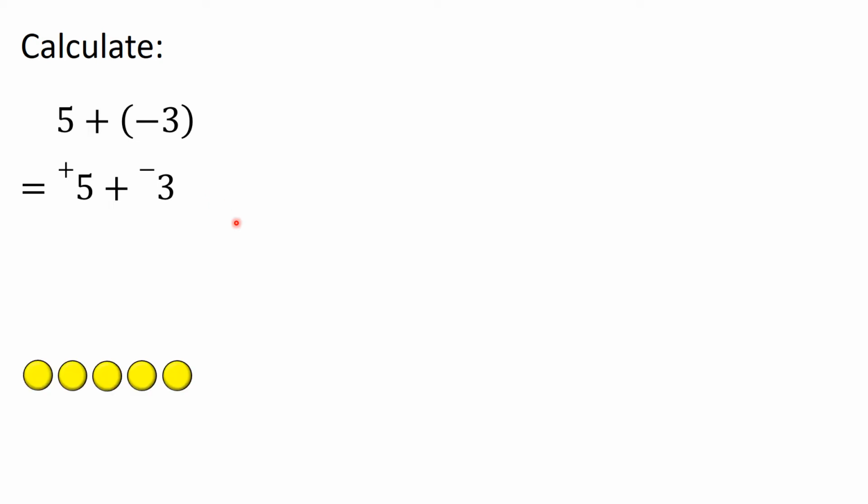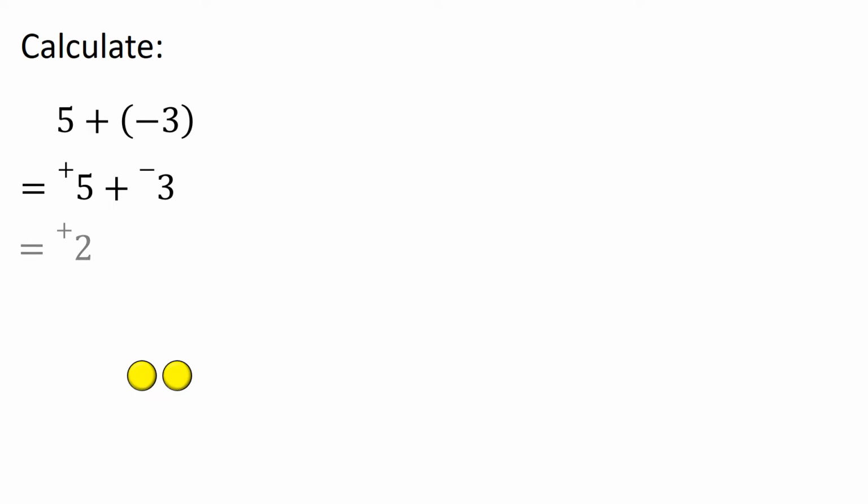So quite literally, what we're going to do is we're going to lay out our counters on our desk. We have 5 positives, and I'm going to add into that model 3 negatives. So hopefully what you can see is that we have 3 zero pairs there. So we're weaving in this concept of zero pairs, and we have an answer of +2.